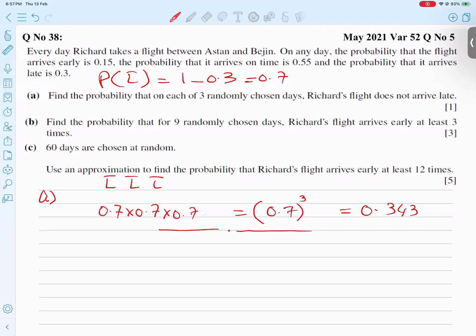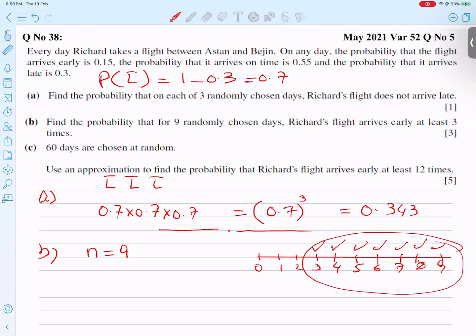Second part, B. What is it asking? Find the probability that when 9 random days are chosen, Richard's flight arrives early at least 3 times. So I have taken n equal to 9, the sample is 9 days. It is a binomial probability. We start from 0, 1, 2, 3, 4, 5, 6, 7. Although there's no need to write it, just for your understanding: at least 3 means 3, 4, 5, 6, 7, 8, 9, and these many options you would have to take to get the answer.